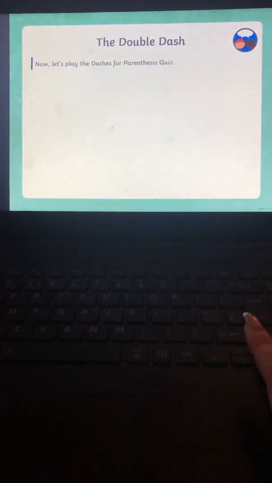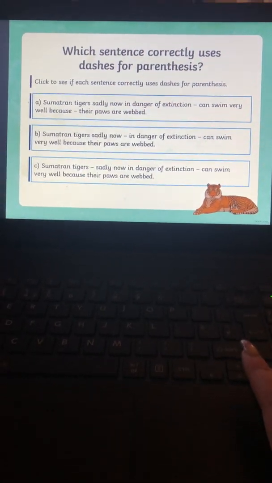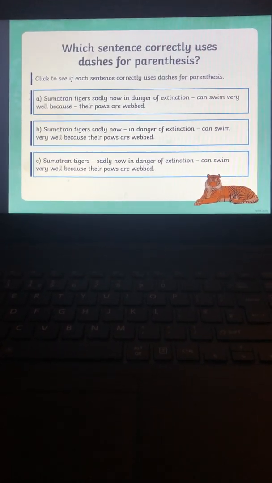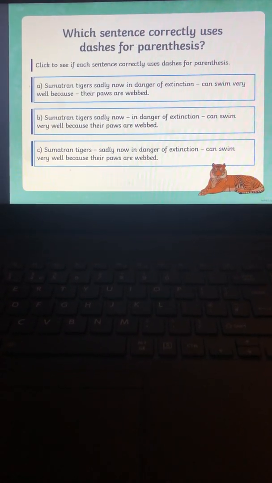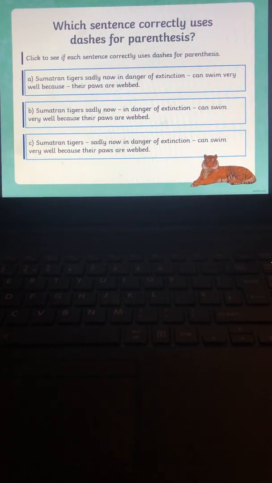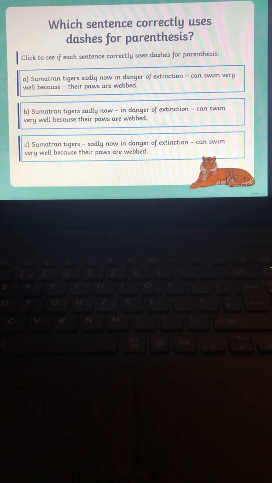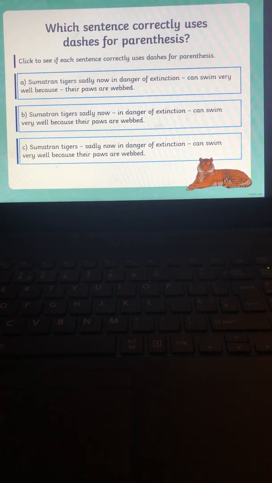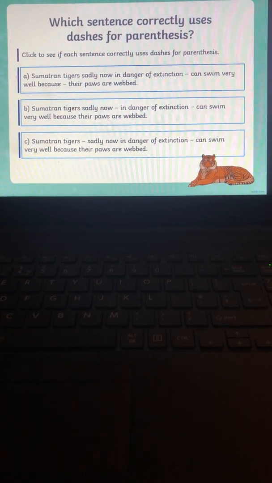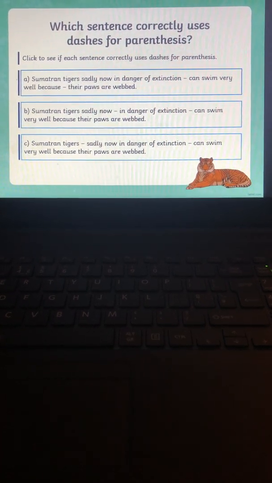So the double dash. Let's play a dashes for parentheses quiz. Which sentence correctly uses dashes for parentheses? What I want you to do now is, I'm going to read them out. I'd like you to pause the video, okay? And just write down on a piece of paper or in your mind A, B and C and remember it. Then press play and see if you got it right. So, A: Sumatran tigers, sadly now in danger of extinction, can swim very well because their paws are webbed.